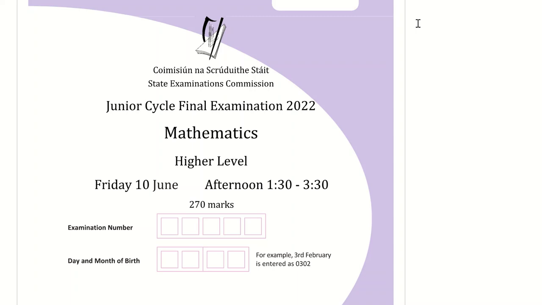These are the solutions to the Junior Cycle Higher Level 2022 maths paper.